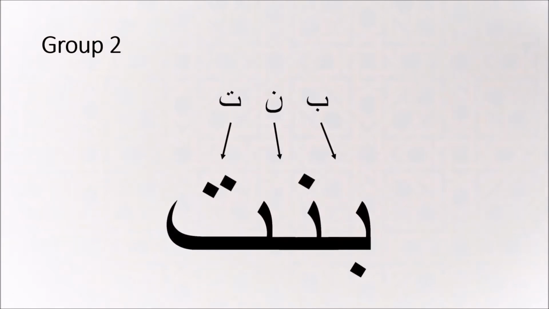In our previous lesson, we learned that we have to connect letters in order to create words in Arabic. The letters of this group have in common that they do connect from the right side, but never connect from the left side, even when they are part of a word. Let's have a look.